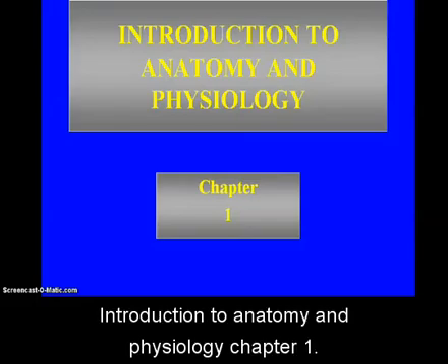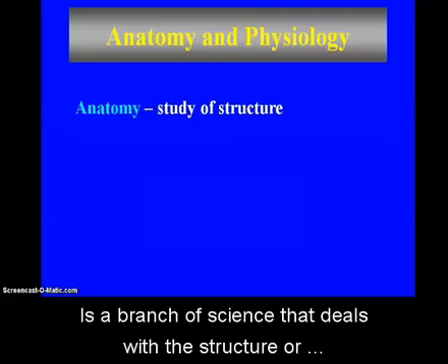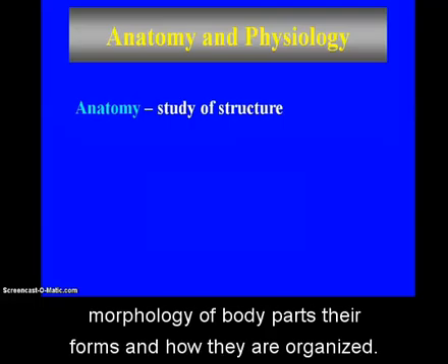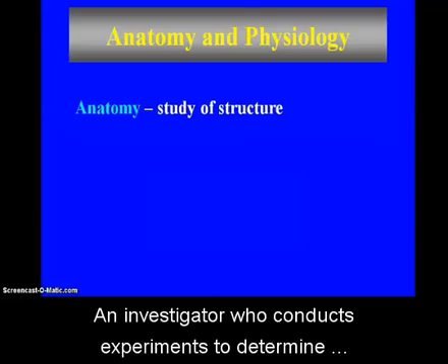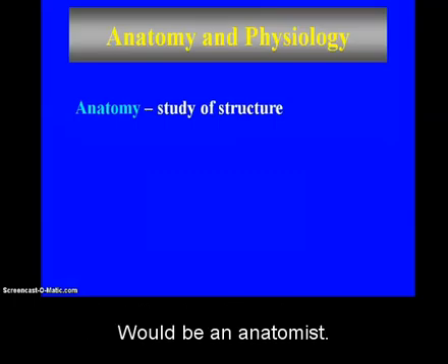Introduction to Anatomy and Physiology, Chapter 1. Anatomy is a branch of science that deals with the structure or morphology of body parts, their forms, and how they are organized. An investigator who conducts experiments to determine how the size of the skull is in proportion to the rest of the body would be an anatomist. They observe body parts.